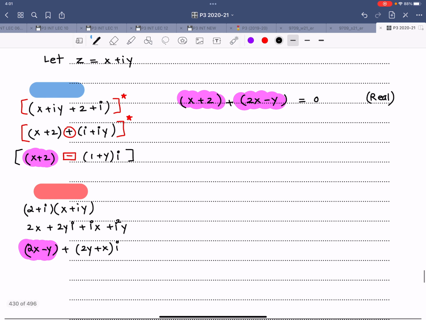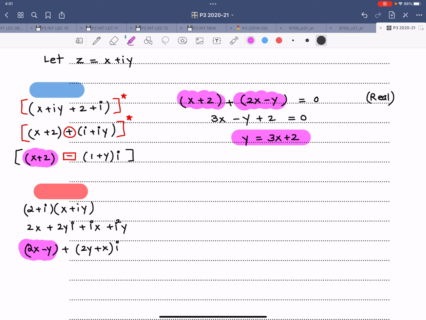x plus 2x, that is 3x, minus y plus 2. 3x minus y plus 2 equals 0. Therefore, y equals 3x plus 2. This is the equation that will be of use to us. Let me call this thing equation number 1. So this is equation number 1.